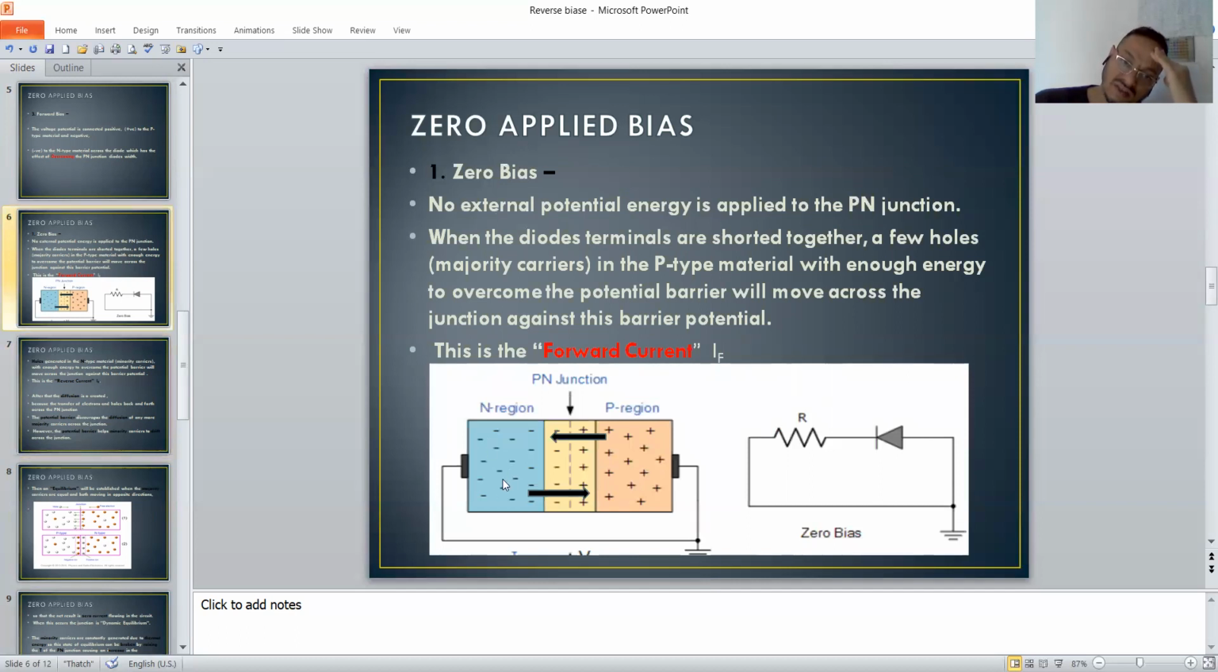Here, again, we're dealing with holes. But here in the N region, the holes are the minority. The minority will try to gain enough energy to overcome and cross this potential barrier to reach the other side.